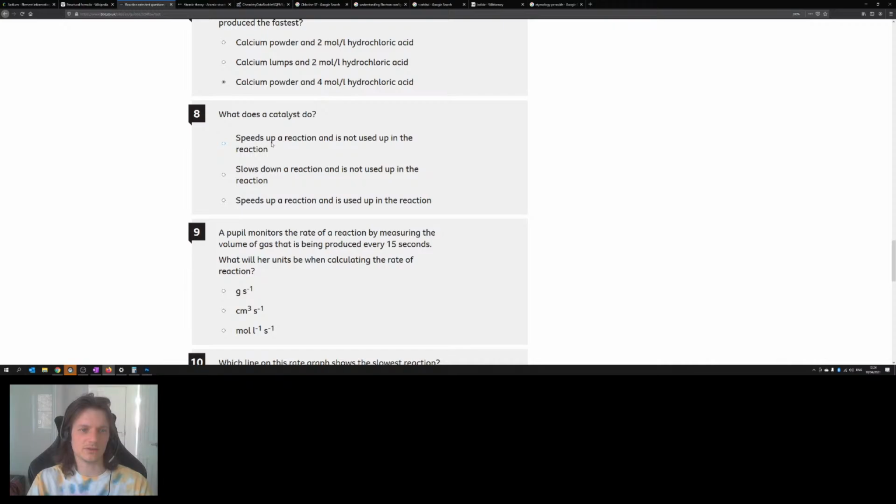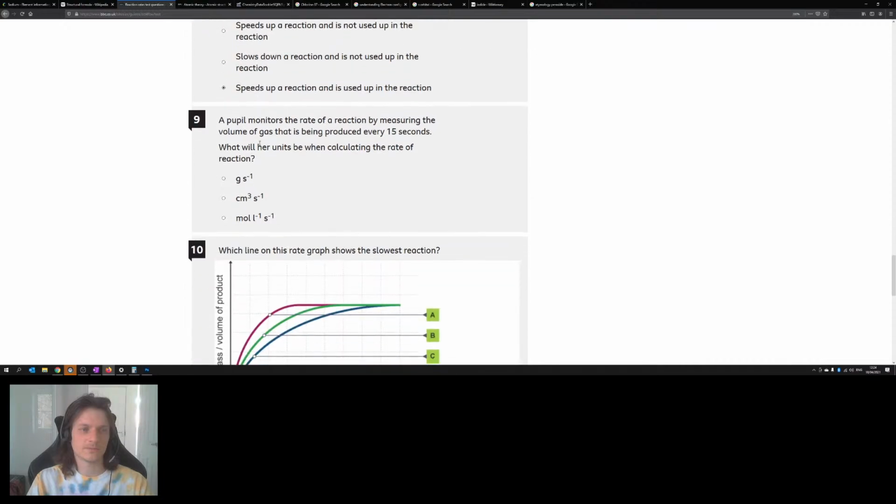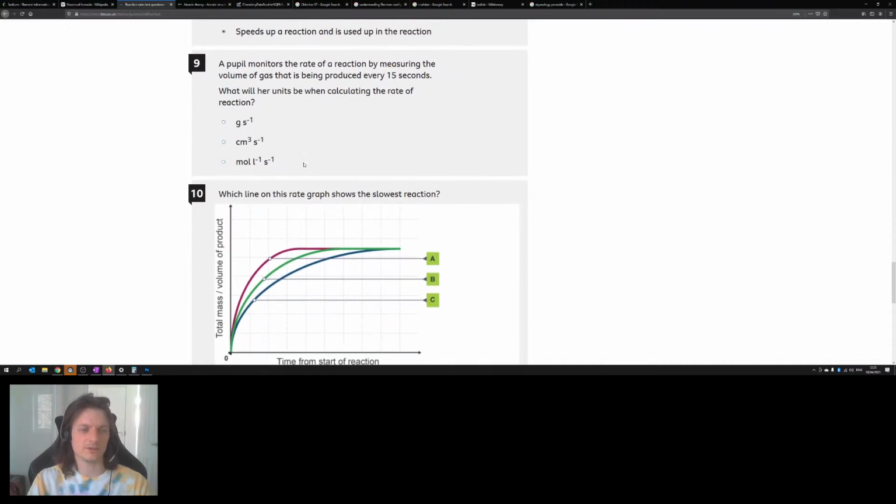What does a catalyst do? It speeds up a reaction and is not used up in the reaction. Or speeds up a reaction and is used up in the reaction. A pupil monitors the rate of a reaction by measuring the volume of gas that is being produced every 15 seconds. What will her units be when calculating the rate of reaction?